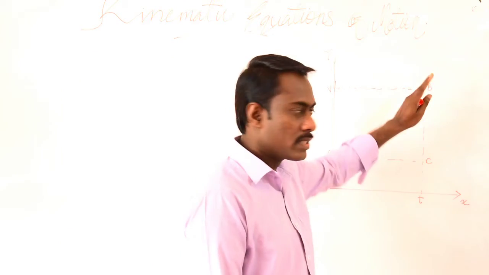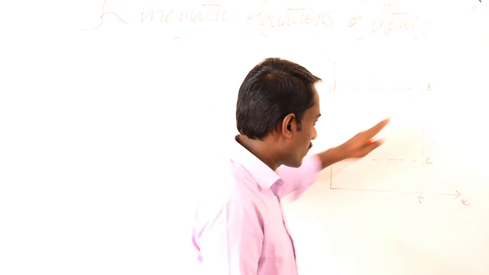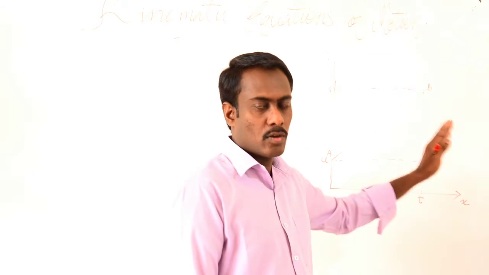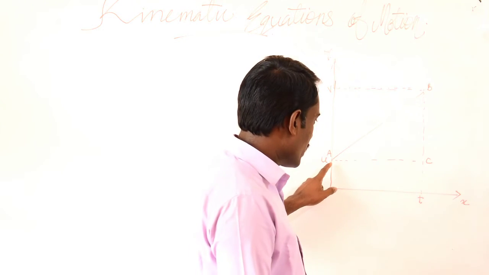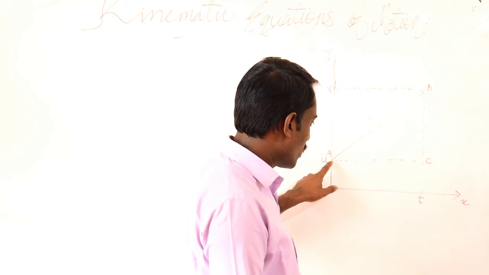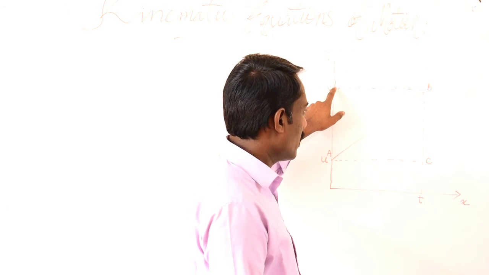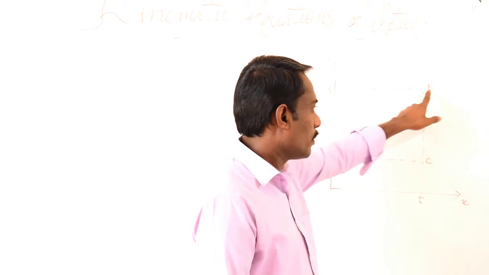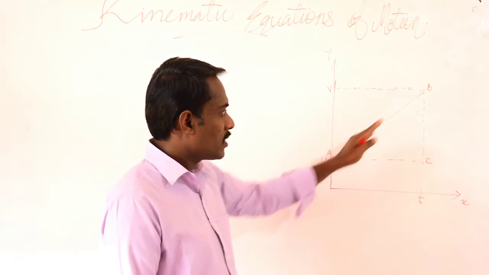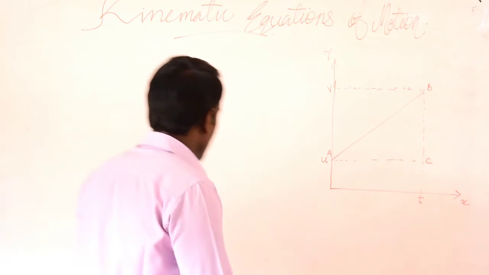Since this object is moving with a uniform acceleration and this is a straight line, this straight line indicates that the object is moving with a uniform acceleration. So the initial velocity at time t is equal to 0 is at the point A, and the final velocity of the object at time t is at the point B. The slope of this velocity time graph gives, what is the slope?